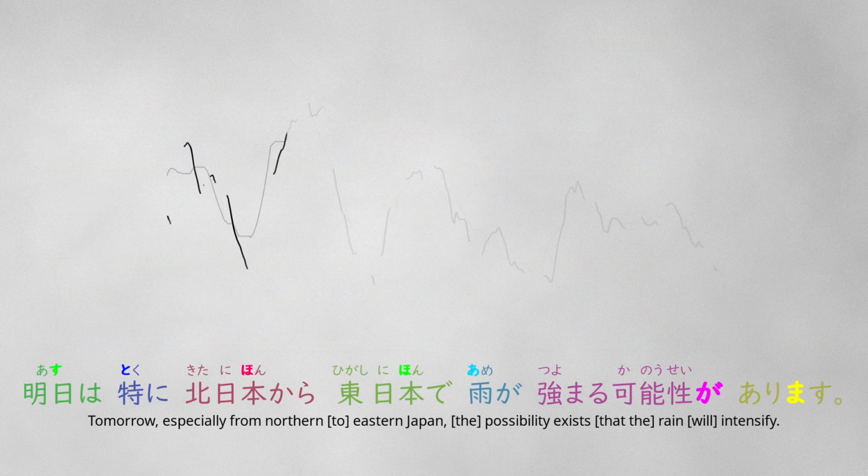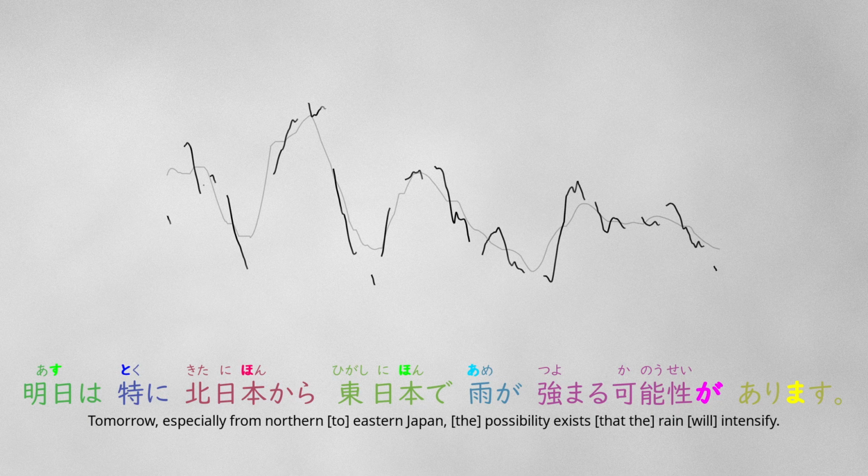明日は特に北日本から東日本で雨が強まる可能性があります。 In this sentence, she chose to emphasize 可能性 by placing an accent on ga. Instead of saying 強まる可能性が, it would also be natural to say 強まる可能性が.